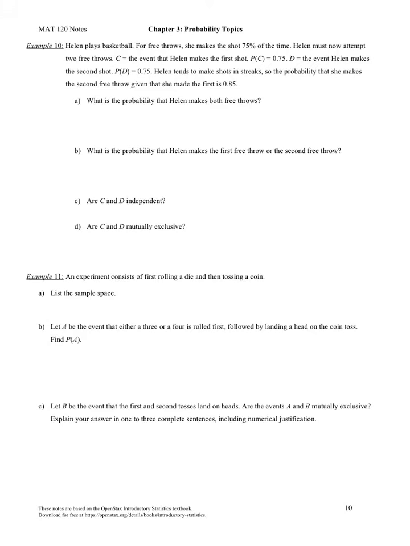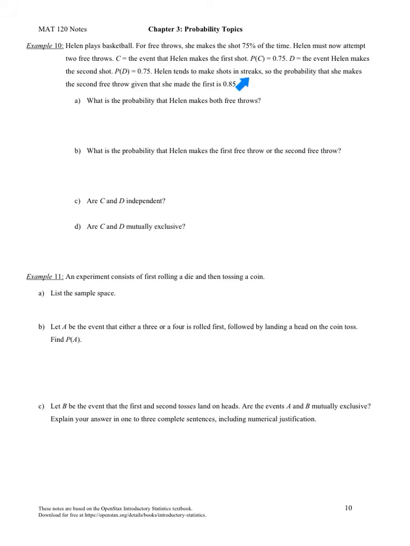We have Helen. For her free throws in basketball, she makes the shot 75% of the time. Now she must attempt 2 free throws. Helen can make the first shot 75% of the time. We'll call that event C. And she makes the second shot 75% of the time. We'll call that letter D, her second attempt at the shot.